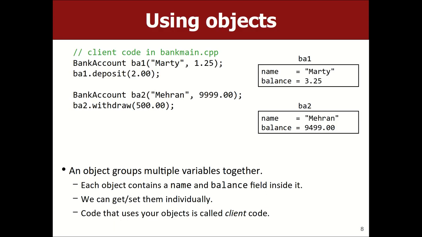So you declare bank account BA1. That is executing the constructor to initialize the object, the name and the balance. You can deposit money, maybe the balance goes up. You can make another account, you can withdraw. And so of course what happens is each account object has its own name and its own balance. That's what I was talking about before.